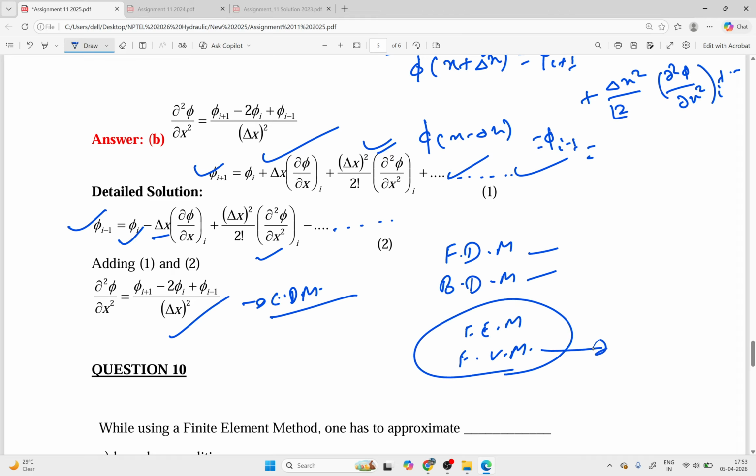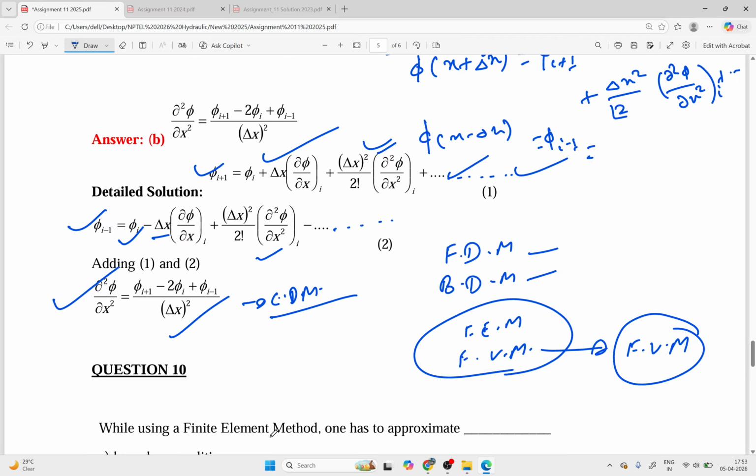Generally in fluid mechanics we use the finite volume method, remember. But for a simple model you can also use the other methods, though the accuracy will not be as good as the finite volume method, remember.